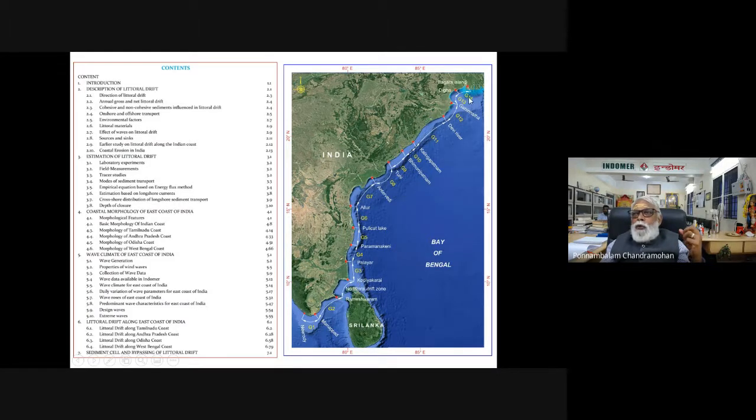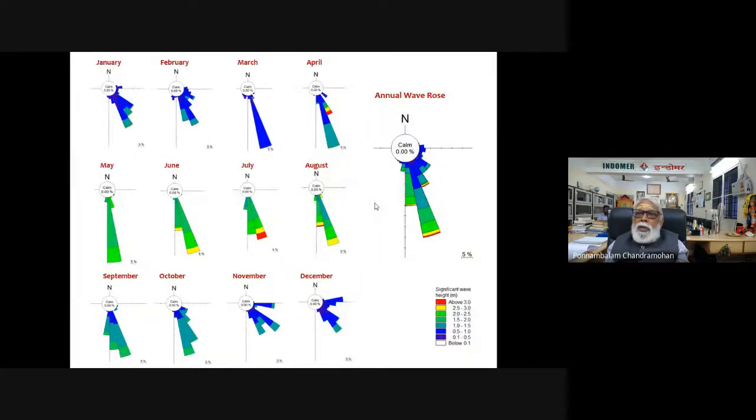We have divided it into 14 zones, and for each zone we have used actually measured data compiled from INCOIS, NIO, NIOT. Those data have been used, which was not the case in my 1985 publication. They were all ship reported data. This will be more reliable. And again, I told you, with our experience, we have moderated the littoral drift, not simply what the equation gives.